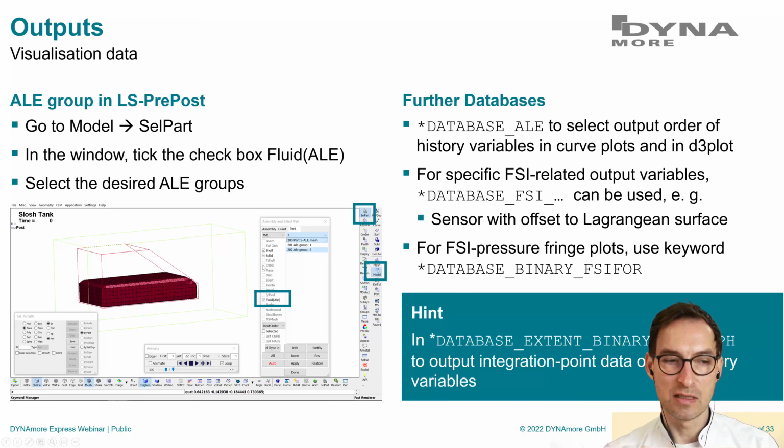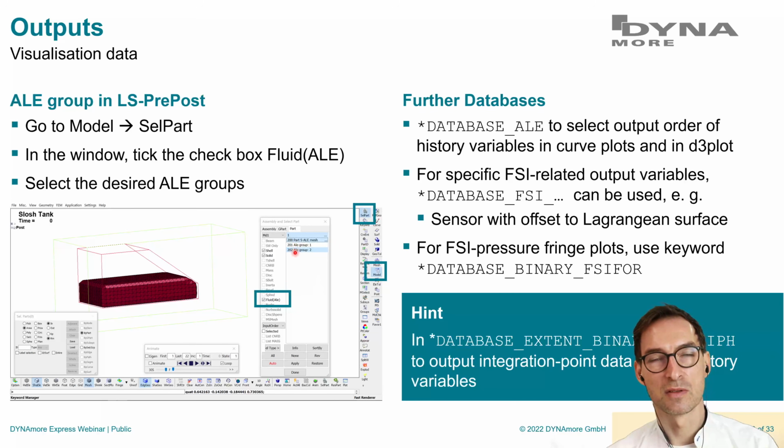So in order to see the movement of your fluid, you have to go to the model part in LS-PrePost, then go to select parts. You can also use F2 to access this pop-up window. Then you have to tick this checkbox here, which is called Fluid ALE. In this one, you can now choose the ALE groups you have defined. Then you choose the group you want to visualize, and if you then visualize your simulation, you see what you are actually looking for.